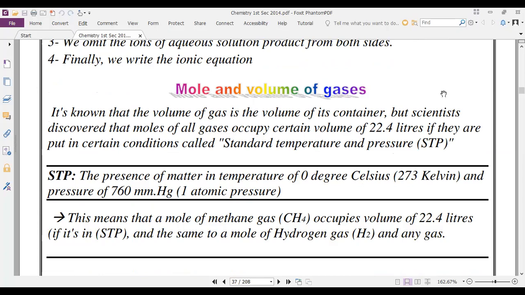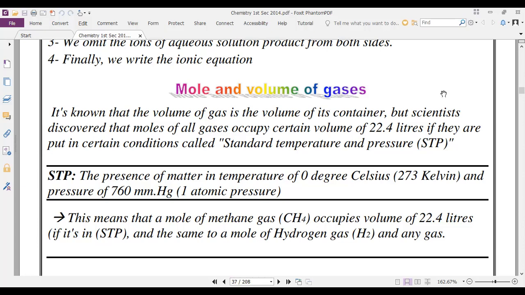It's known that the volume of gas is the volume of its container, but scientists discovered that a mole of gas occupies a certain volume of 22.4 liters if it is put in certain conditions called the standard temperature and pressure, STP. So what's meant by STP? Moles of all gases occupy a constant volume of 22.4 liters. A mole of any gas equals 22.4 liters, if it is put in standard temperature and pressure.